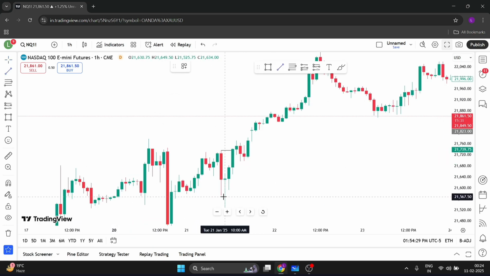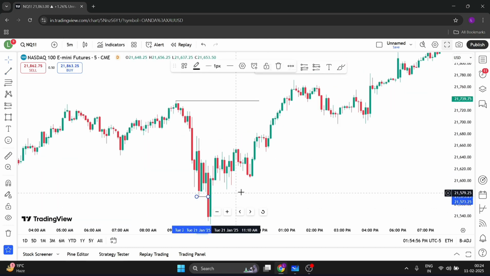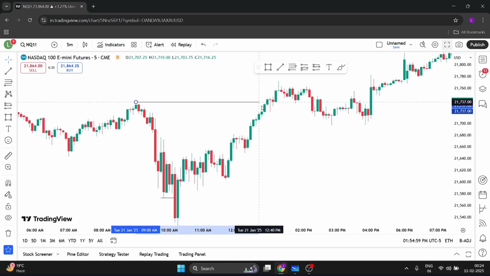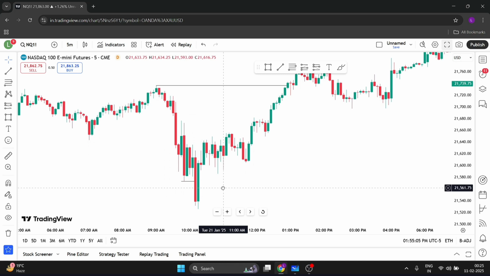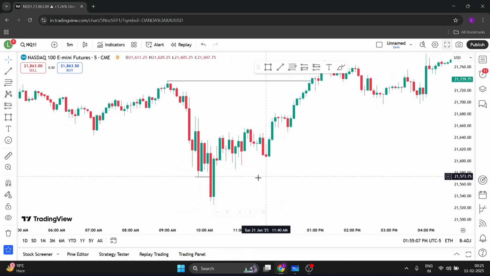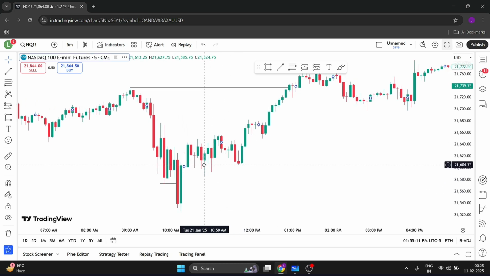So, here we have another example of a silver bullet. Mark out the high and low of the 9 a.m. hourly candle, then switch to a lower time frame. You can see how it swept the liquidity of the low, so our target is the high. In this range, we only have an entry from this FVG. You can see it right here.